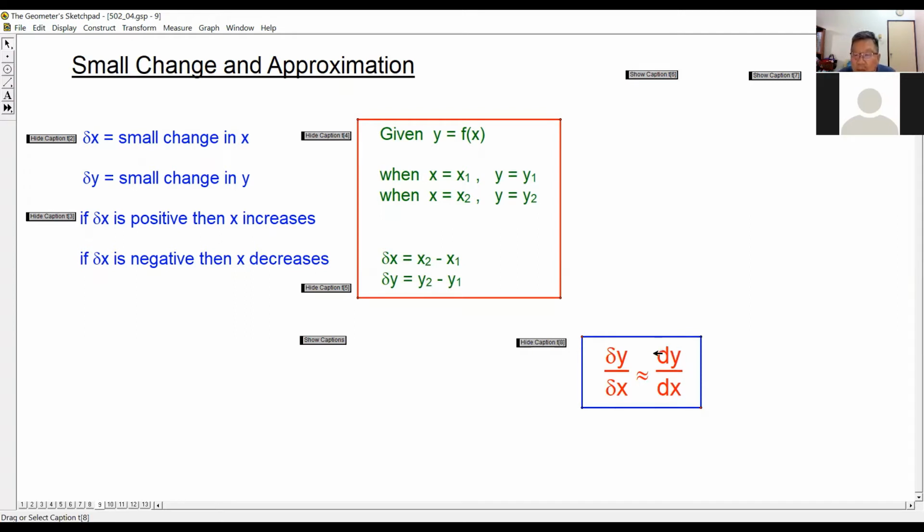Now dy/dx is one value, but delta y and delta x are two different, separate values.